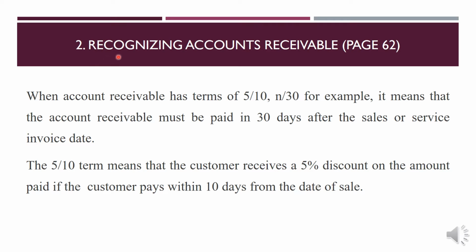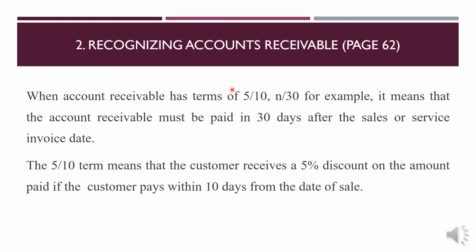So first we're going to start with the recognizing of accounts receivable, meaning when will the company record an account as accounts receivable. The explanation can be found on page 62 in your books. Before we start, you need to be aware regarding the terms that accounts receivable may have, such as, for example, let's say that accounts receivable has a term of 5, 10, and 30. What does this term mean?